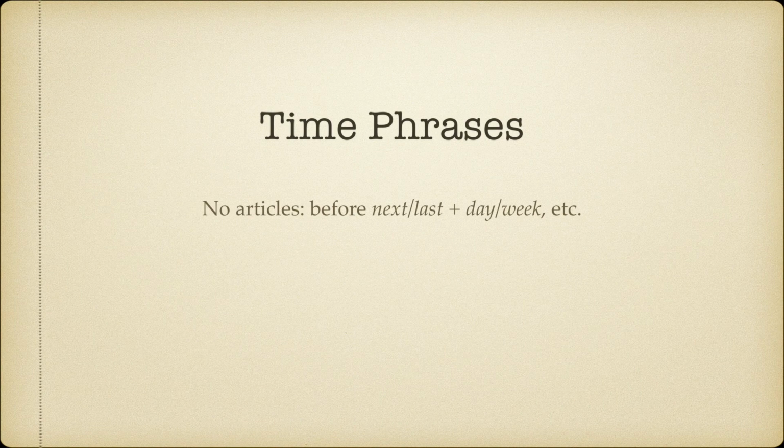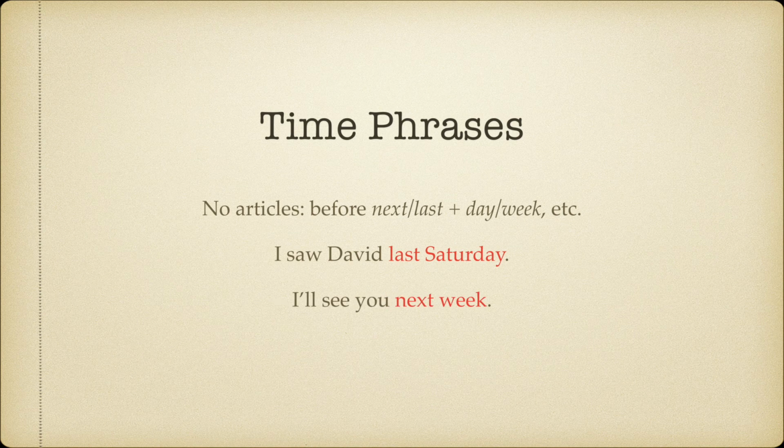We also don't use articles before next, last, plus day, week, etc. I saw David last Saturday, the one before this one. I'll see you next week, the one after this one. It's the last day of school. We use the definite article in this sentence because we're talking about the last or final one.